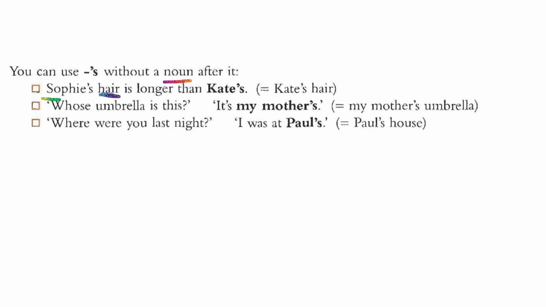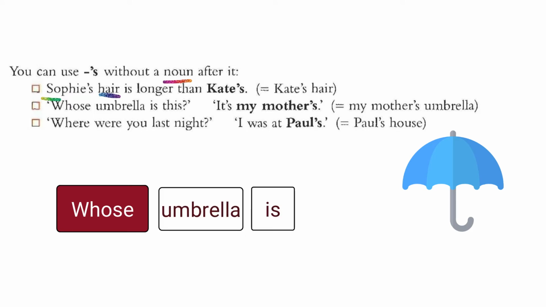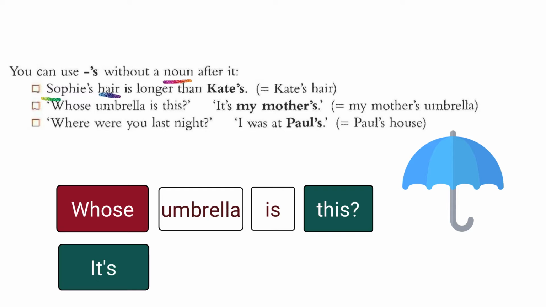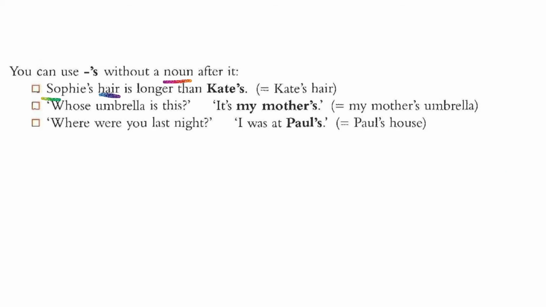Whose umbrella is this? So I'm asking, who is the owner of the umbrella? Whose umbrella is this? It's my mother's, or my mother's umbrella. So you put the apostrophe S.